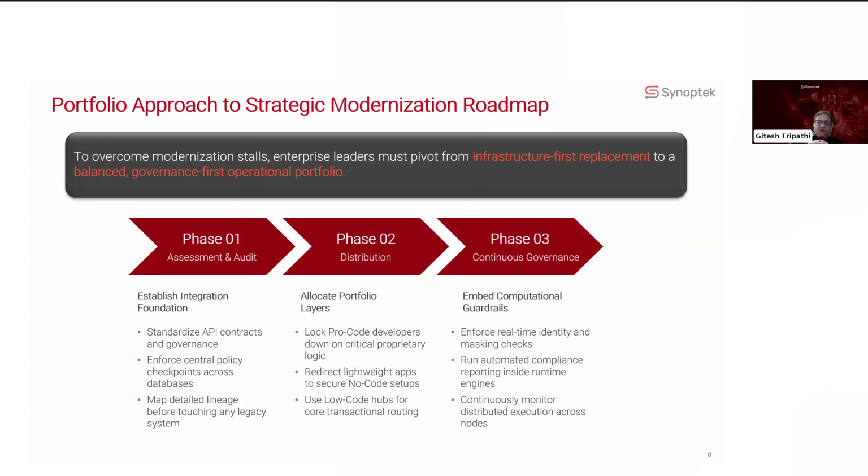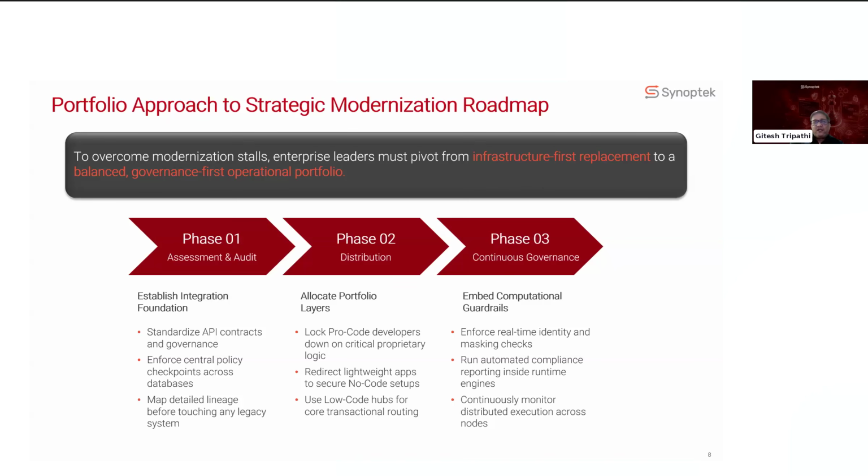So once you are there, you have decided, you have audited, you know what your legacy looks like, you have distributed: this is what goes in pro code, this goes in low code, and equally balanced. Chances are that somebody might be 100% pro code if the need is so, or can be 100% low code. Either way.